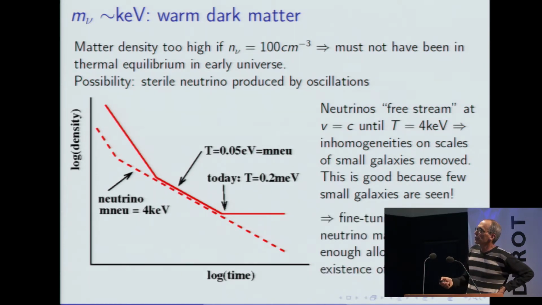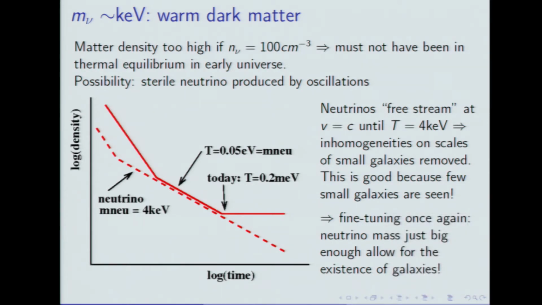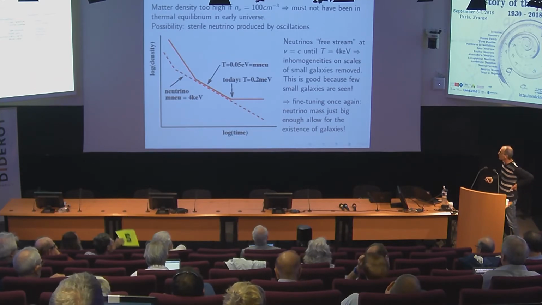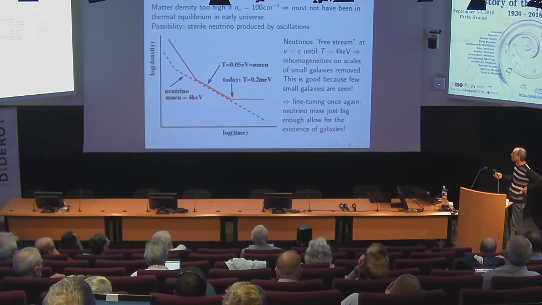So fine-tuning, once again: the neutrino mass is just big enough to allow for the existence of galaxies. This is one of the reasons I don't like this stuff: all of a sudden, galaxies, which were supposed to be astrophysical objects formed by cooling and so forth, have their size determined by some particle physics parameter in the fundamental Lagrangian. That's very strange. 5 minutes, okay. That's actually, we're going to get there.